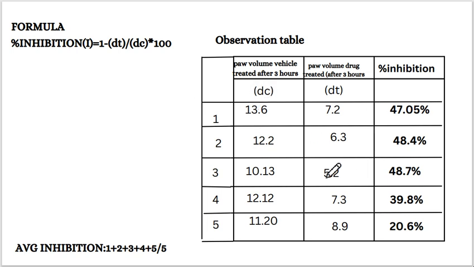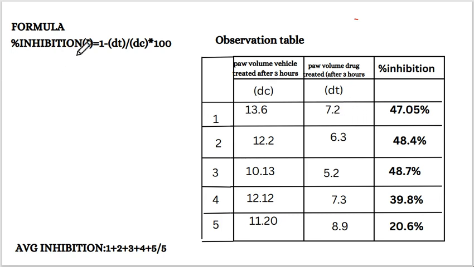DC is okay, we have to check for 3 hours, paw volume at 0, 3, 5 hours, right? So now what we'll do, DC is paw volume vehicle treated after 3 hours and DT is nothing but the drug treated, paw volume for drug treated. यानी यहाँ पर हम लोग ने DT में सेलिकॉक्सिब दिया है और यहाँ पर vehicle, so DC is 13.6 and DT is 7.2.